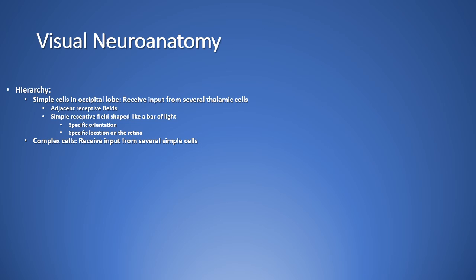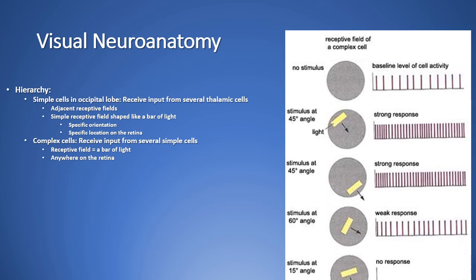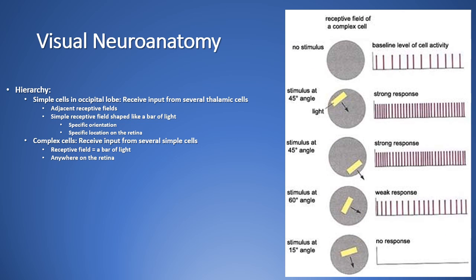Simple cells feed into complex cells there in the occipital lobe. Those complex cells then have receptive fields that are usually a bar of light, but that bar of light can be anywhere on the retina. Okay, so there's a receptive field of a complex cell. If there's no light, it's going to have a baseline level of cell activity. That's just its normal beat.